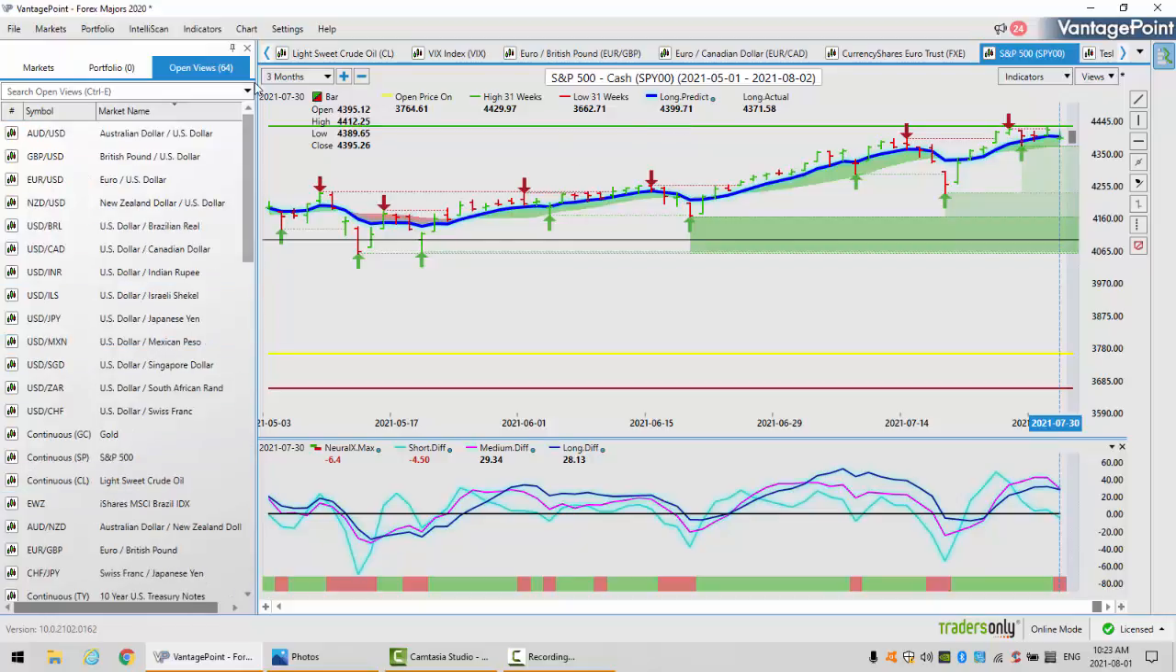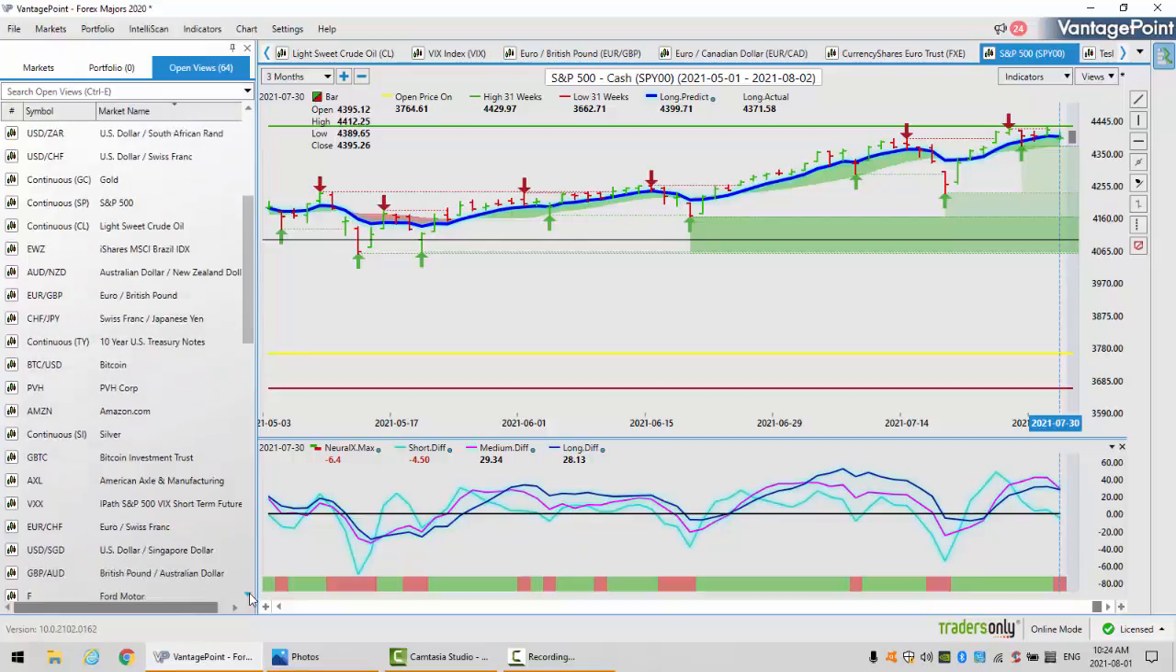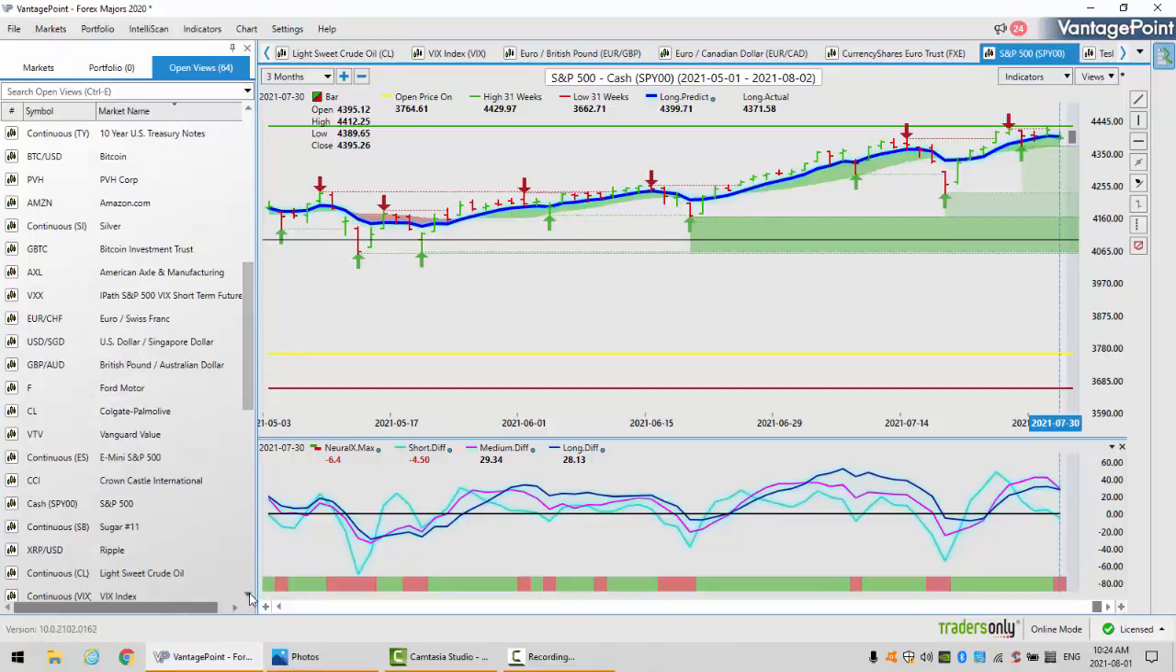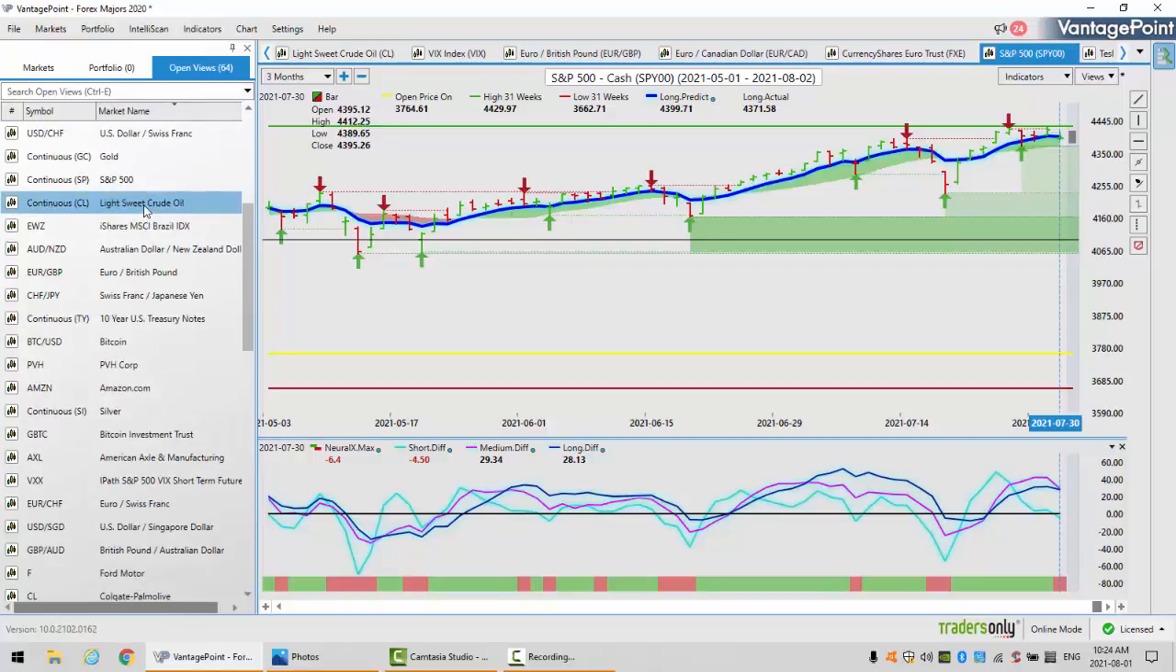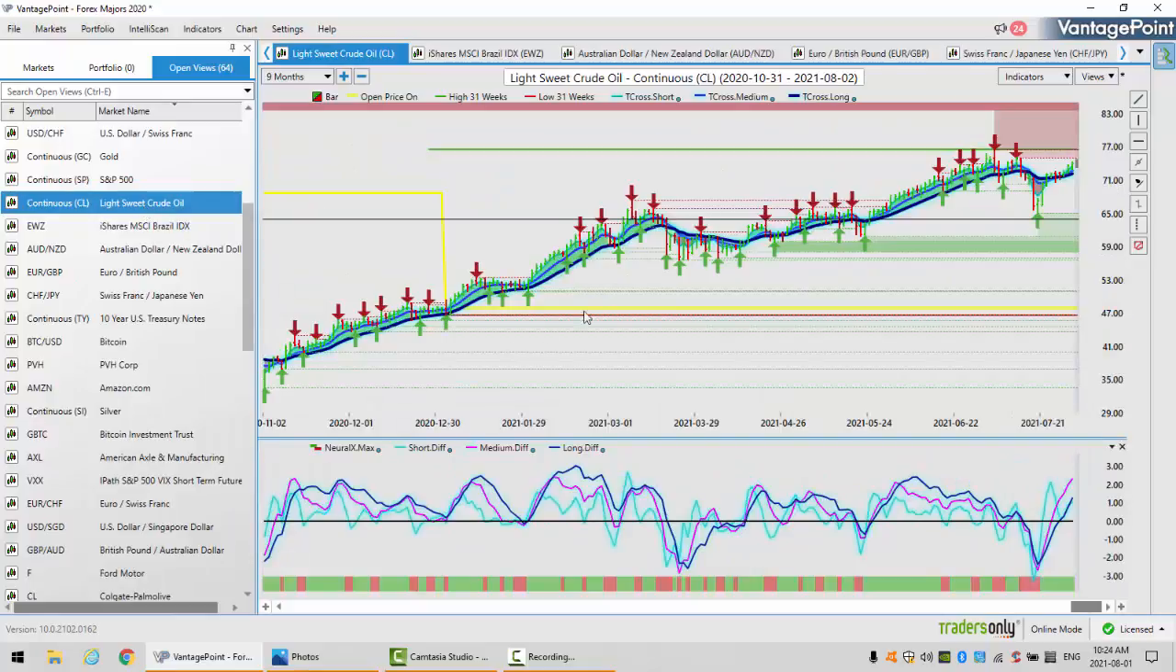And of course, the same thing when we look at the S&P 500, we want to make sure that we understand the main correlation, the big correlation that this one has, which of course is light sweet crude oil. Now, again, with light sweet crude oil, we keep making new 31-week highs.